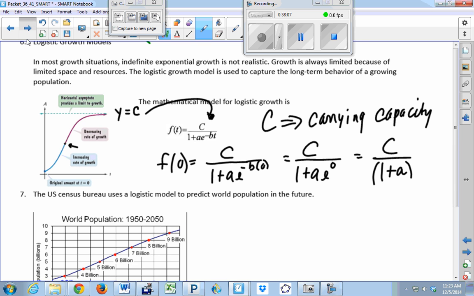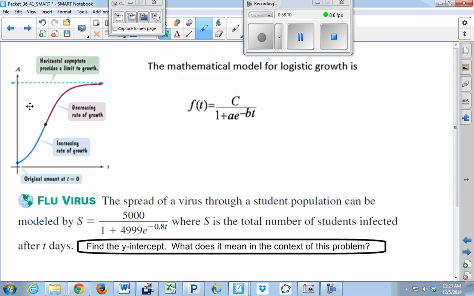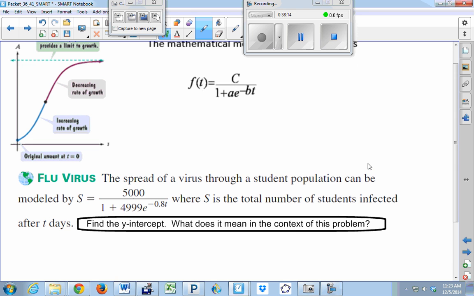So let's take a look at one real quick, because I want to give you some time to work on these problems. So here's the mathematical model we were just looking at, and I found a flu virus equation.